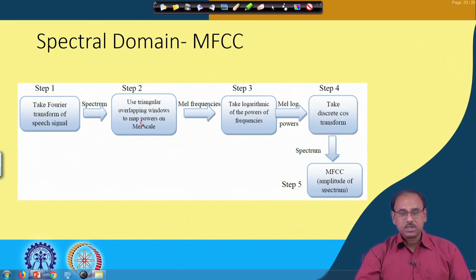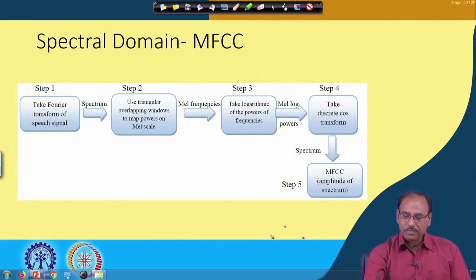And on the output of this log operation, you take the discrete Fourier transformation, and the discrete Fourier transformation coefficients are nothing but your MFCC coefficients. And using these MFCC coefficients, I can discriminate among different speakers, I can identify different spoken words. Okay. So, all that I have talked about is regarding our traditional machine learning approaches.